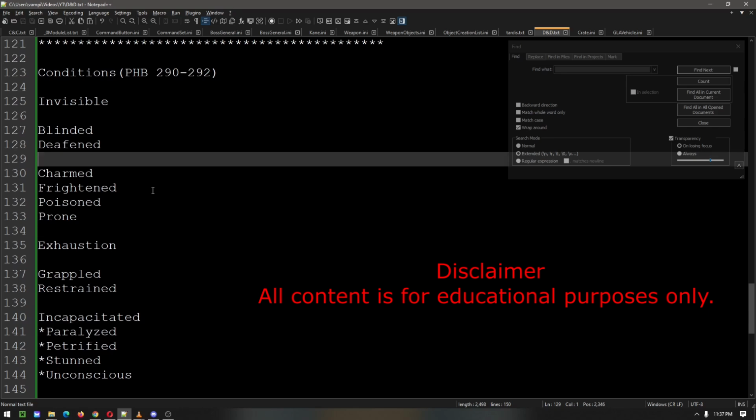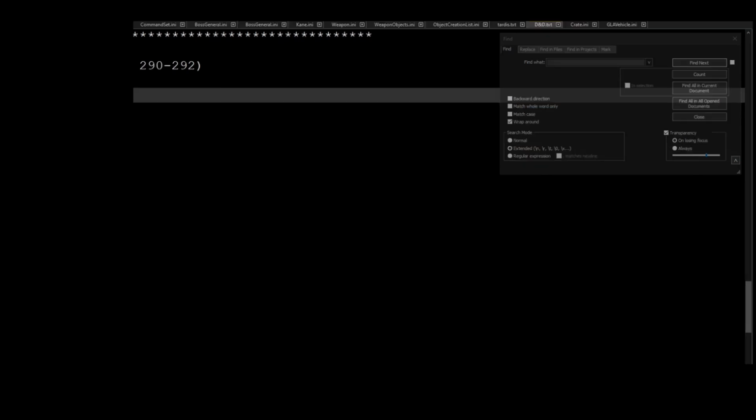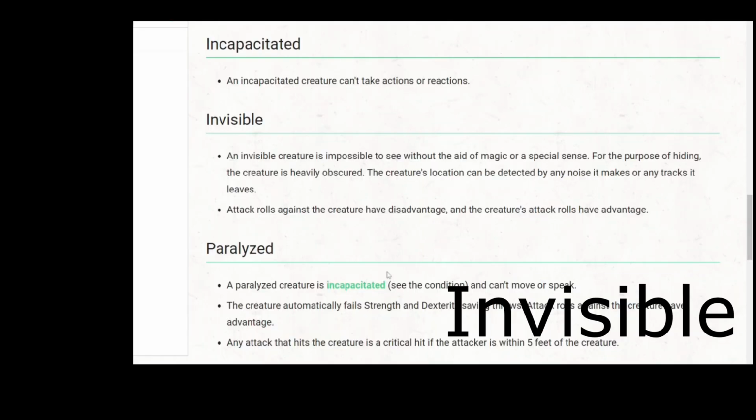Let's start with number 1, Invisible. The invisible condition is personally one of my favorites. An invisible creature is impossible to see without the aid of magic or a special sense. So for example, blindsense or blindsight would come into play here. For the purpose of hiding, the creature is heavily obscured, so things are blinded to it. Gotta keep that part in mind, but not this type of blinded.